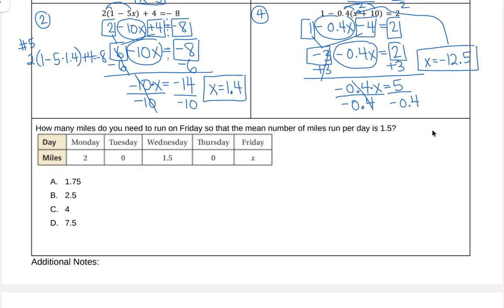Okay? And so getting into our word problems, remember, we're always trying to make sure that we're annotating and pulling the math out of the problem. Okay? So the question says, how many miles do you need to run on Friday so that the mean number of miles run per day is 1.5? Okay, so I see how many miles do I need to run on Friday. So this is the day we're talking about. So that the mean number of miles, what does mean mean?